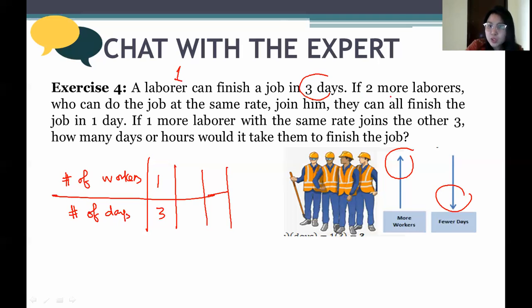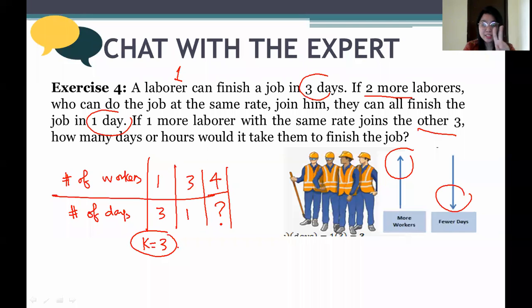Next, if 2 more laborers will join, so 1 plus 2, there are already 3 workers this time, they can finish it in 1 day. The question, if 1 more laborer with the same rate joins the other 3, it means there are already 4 workers this time, then how many days or hours would it take them to finish the job? Now, here's how we do it. Remember, you can just simply multiply it. 1 times 3, so our K is 3.